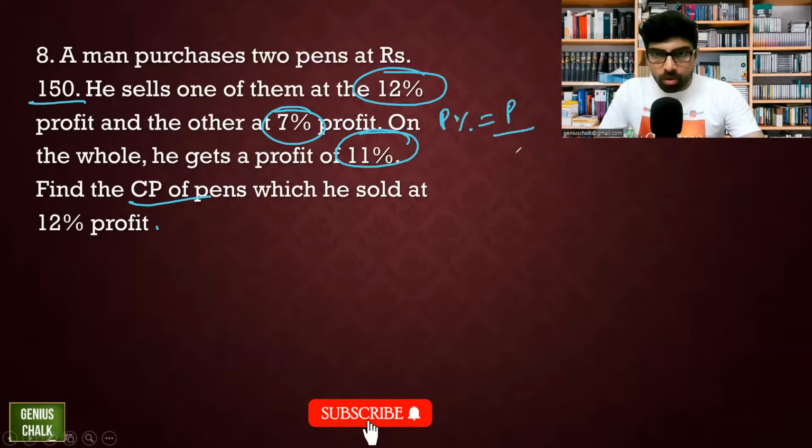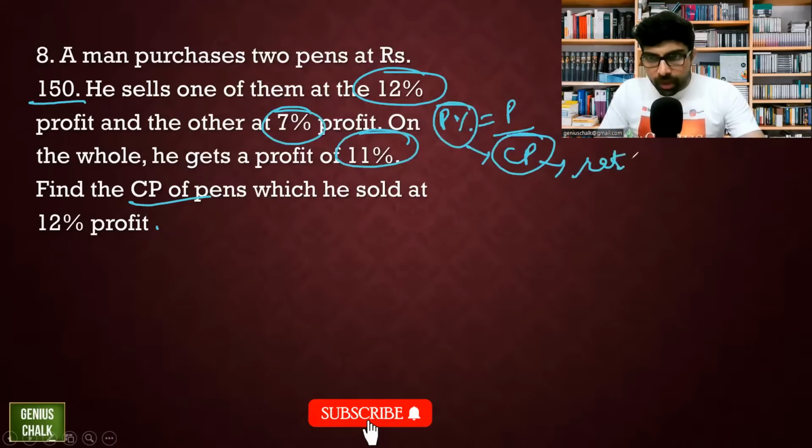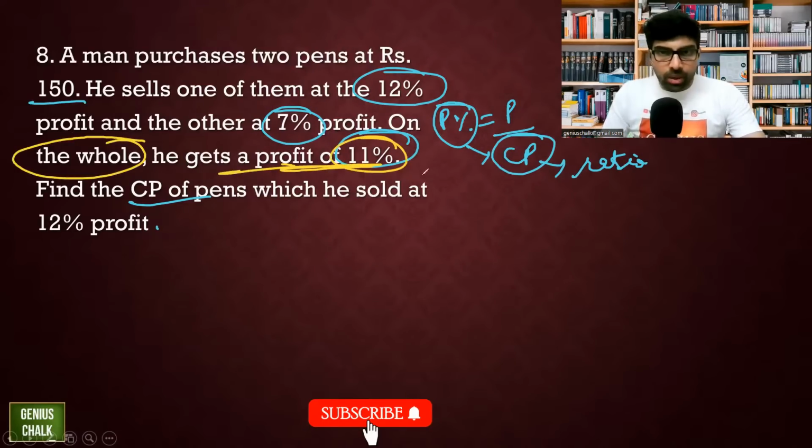Profit percent is profit upon cost price. So if you apply alligation on profit percent, cost price will be in the denominator, so the ratio will be taken for cost price. Why am I applying alligation? Because there is one phrase given, that is "on the whole." Overall profit is given. So let's try to apply this.